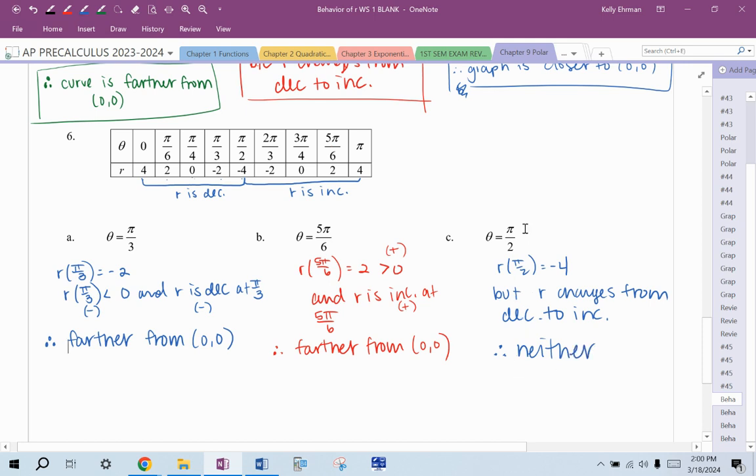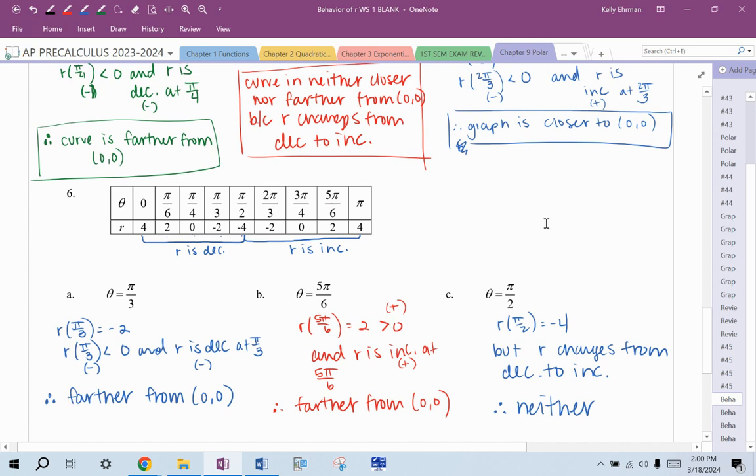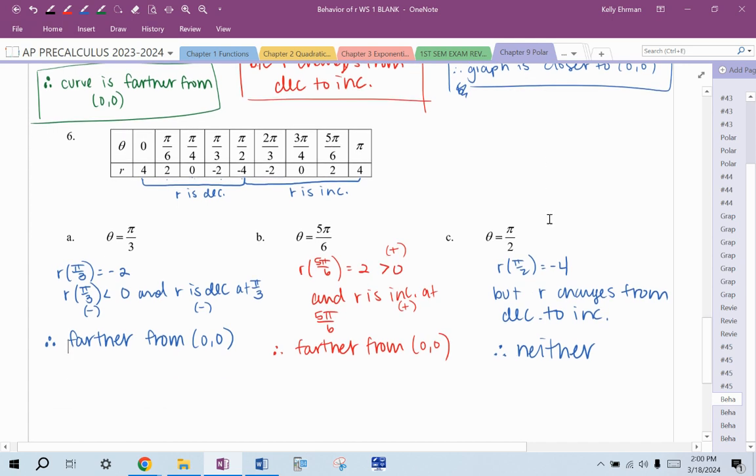All right. I would prefer for you to write these out nicer, like I did in the beginning of the worksheet, as far as answering this for your AP exam. But we'll get there when we practice more.